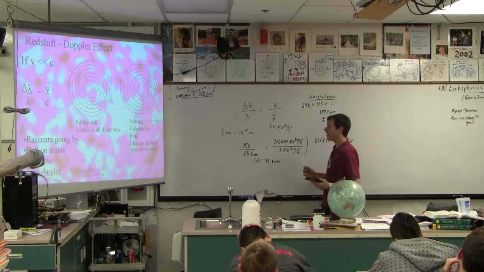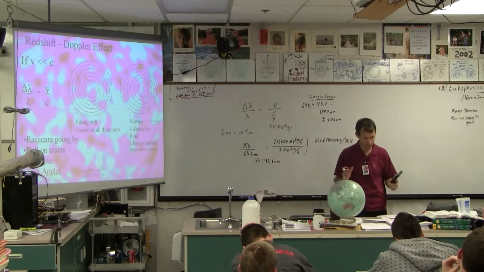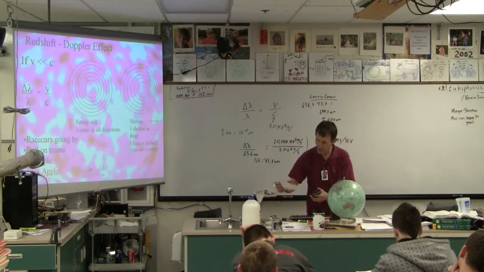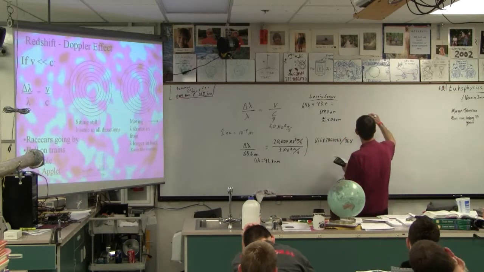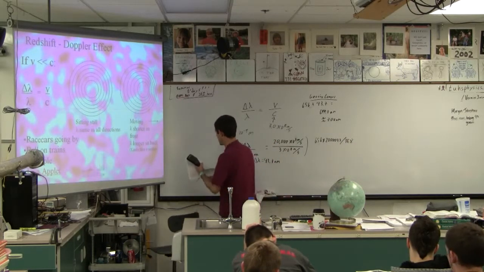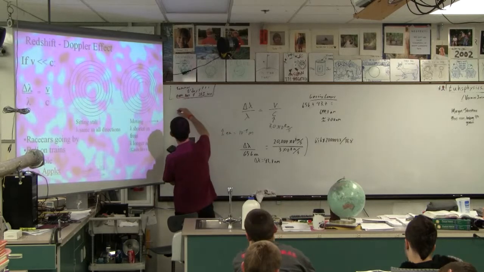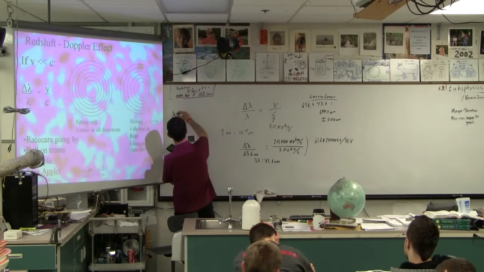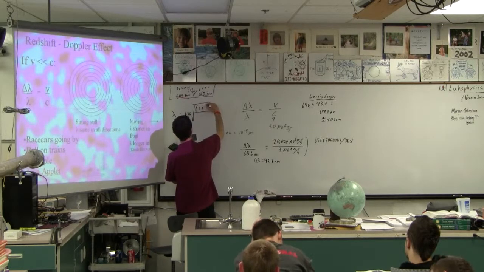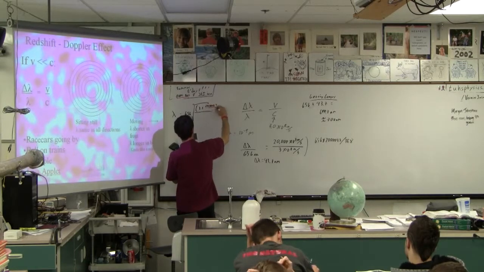Now, if you are talented and gifted, and I know many of you are, you can try that other formula. The way you do that other formula is you do this, and this is the real formula. The new wavelength, which is what we're trying to find, is 656 times the square root of this. Now this is going to require some doing. 1 plus 20,000 E3 over 3E8. It's a little more complicated, but it's more exact.